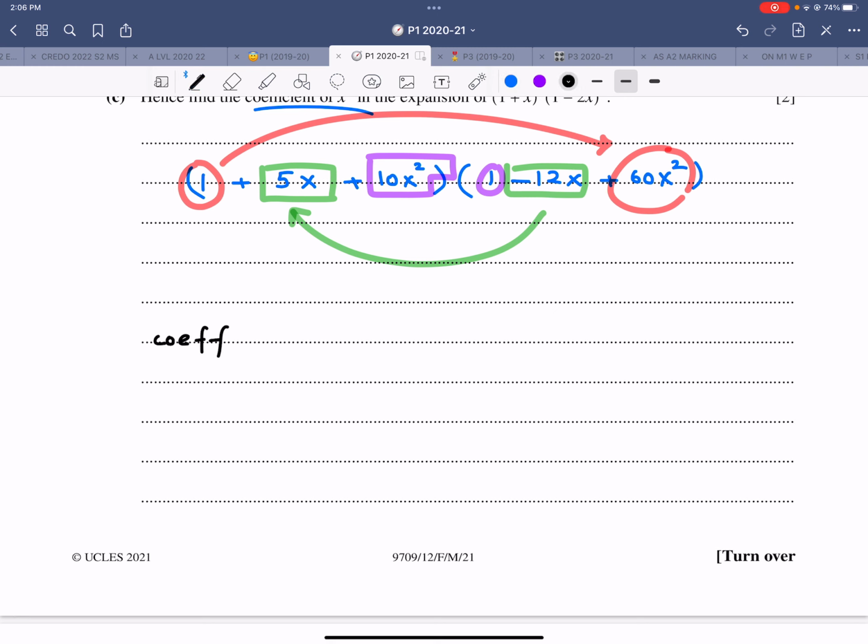Coefficient of x square, that is 1 into 60, that's the orange and the orange. The green is 5 into negative 12, and the last is 10 into 1. So therefore this simplifies to 10. If they would have asked for the term in x square, the answer would have been 10x square.